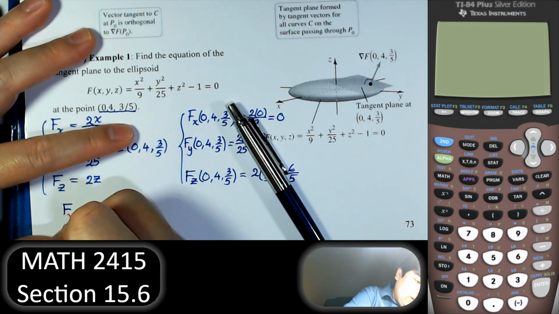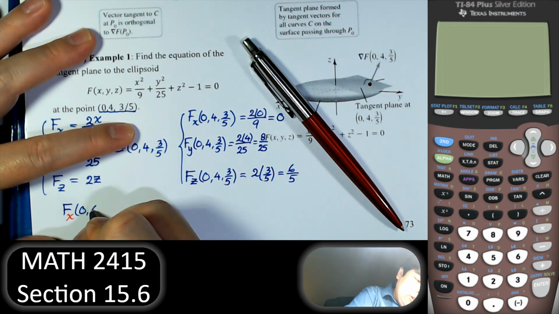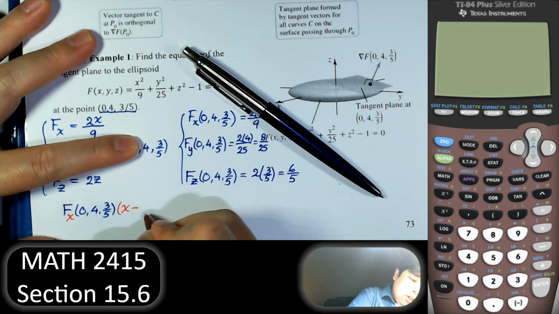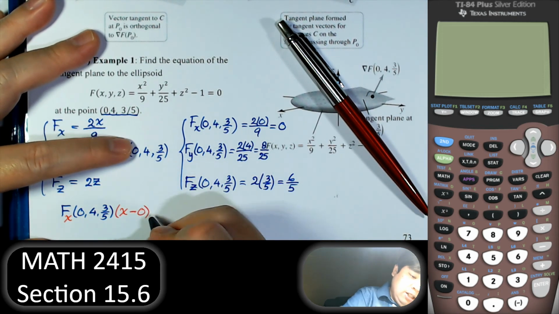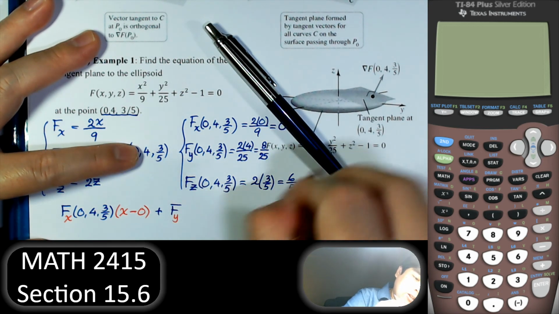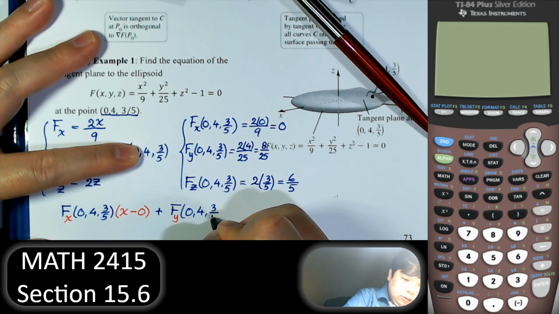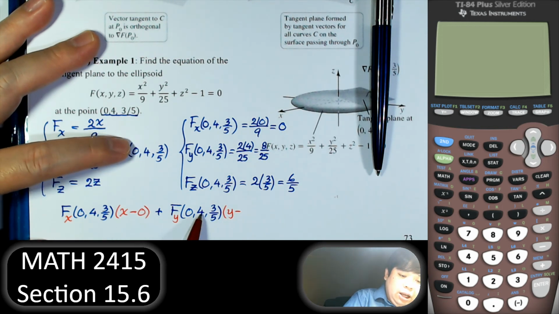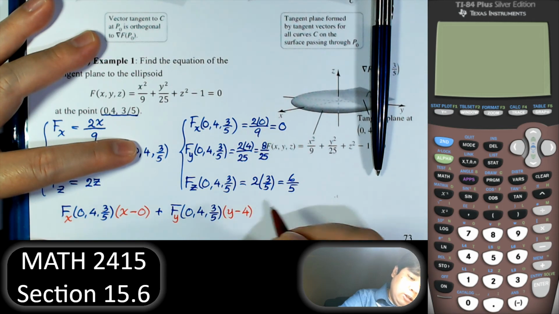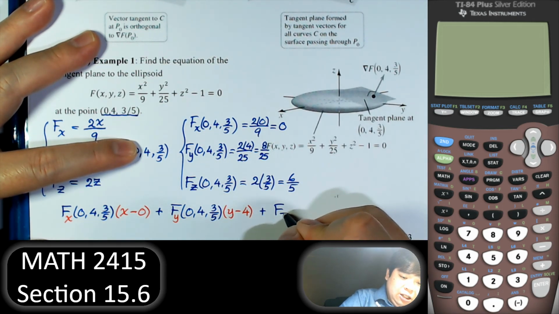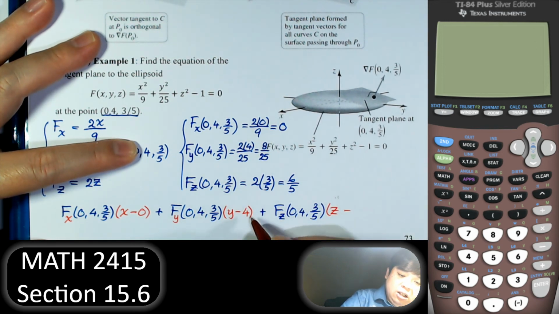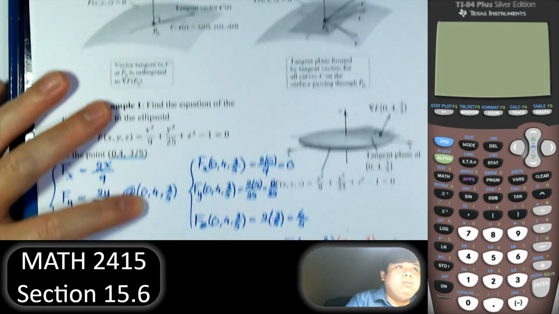If we take the derivative with respect to x at the point, then we will multiply by x minus the x value of the point, plus if we take the derivative with respect to y, we multiply by y minus the y value of the point, and then we have the derivative with respect to z times z minus the z value of the point, 3/5, and that equals 0.